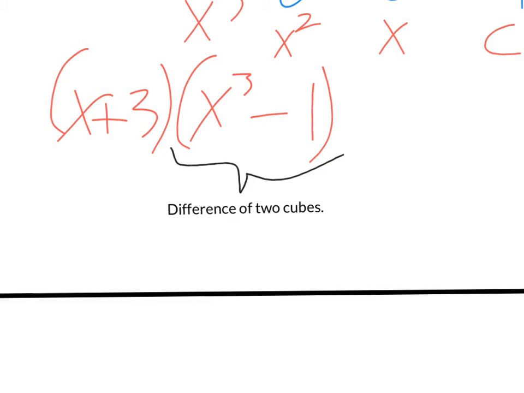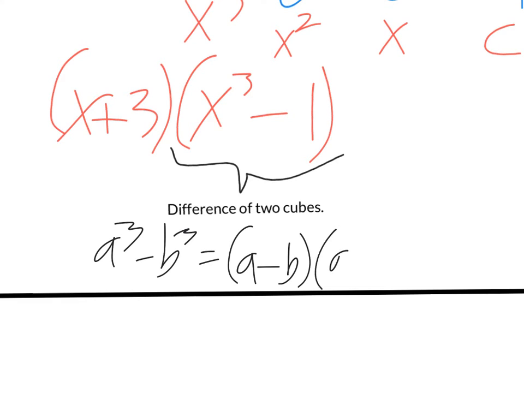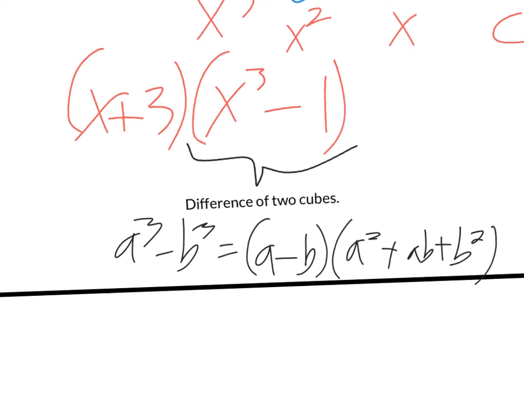So what's the cube root of x to the third? That's x. What's the cube root of 1? That's 1. So you'll plug in. The formula says a to the third minus b to the third equals a minus b times a squared plus ab plus b squared. So I'm just going to plug in 1 and x for these. So it's going to look like this.